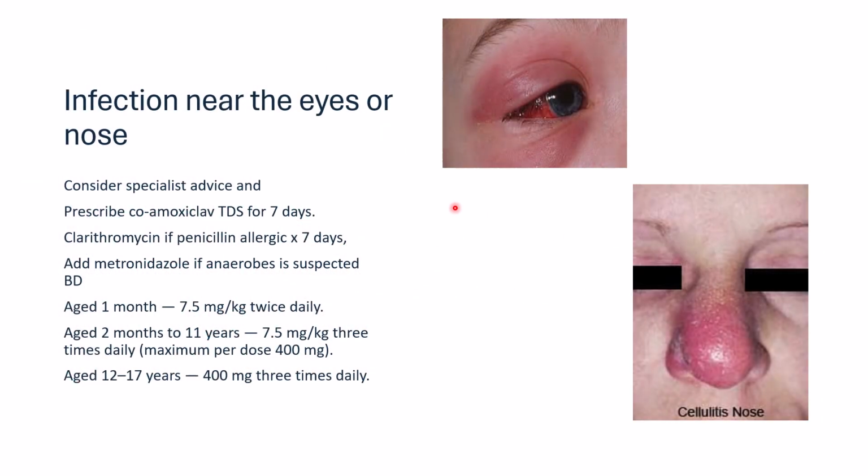When the infection is near the eyes or the nose, these areas are very sensitive, so always consider seeking specialist advice, cover it with antibiotics, add metronidazole if anaerobes are suspected. So for neonate, the dose of metronidazole is 7.5 milligram per kg BD. From 2 months to 11 years, dose remains the same, but we will give it 3 times in a day. From age 12 to 17 years, this is 400 milligram TDS.